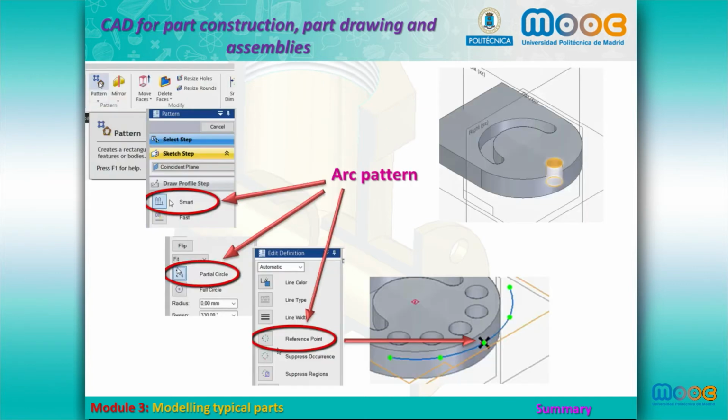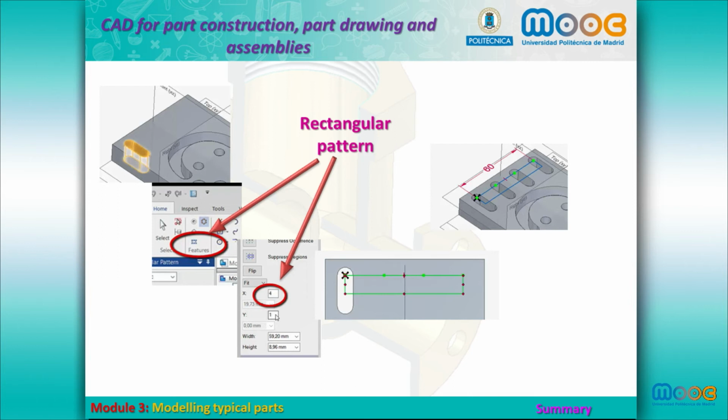In Unit 4, pattern tools have been the queen. The first has been the arc pattern, that needs more steps than the complete circular pattern, because we have a start and a finish and we have a reference point for the pattern. Rectangular pattern also is a common tool that we have used in making this part.